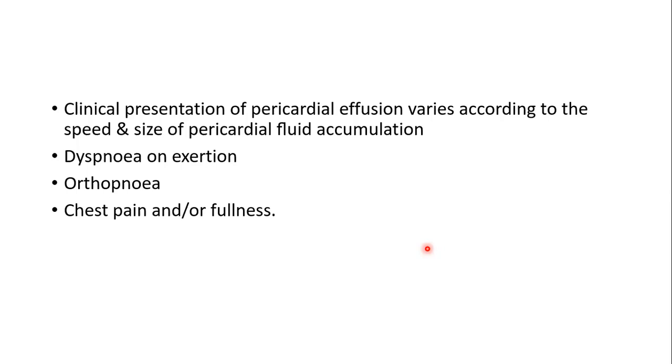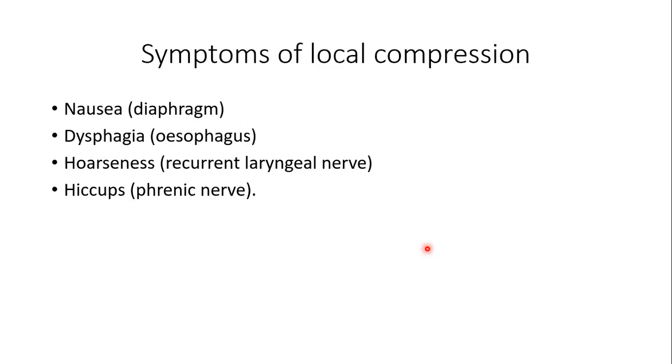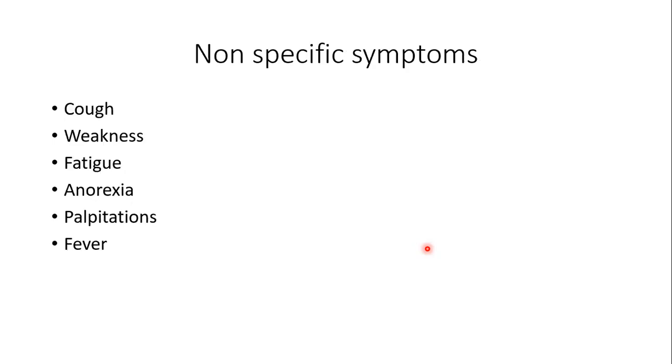So patients could have dyspnea on exertion, they could have orthopnea, chest pain could also be there. So what are the compression effects of having pericardial effusion? Because of the pressure on the diaphragm, patients could feel nauseated. On the esophagus, they could have some dysphagia. On the recurrent laryngeal nerve, there could be hoarseness, and on the phrenic nerve, they could have hiccups, and a number of other non-specific symptoms which they could present with.